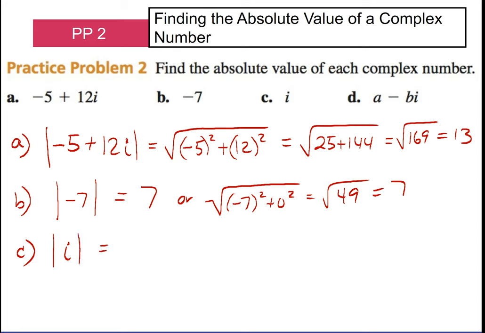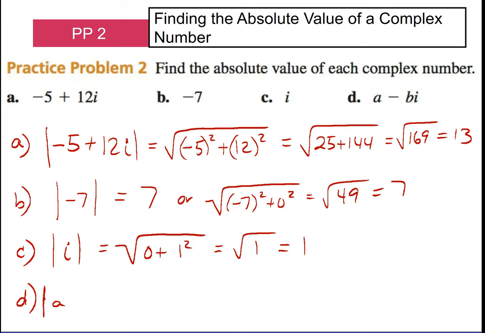All right, absolute value of just i by itself. Technically, the real part, or a, is 0. The imaginary part, b, is 1. There's like a little 1 right here. So it'd be 0 squared plus 1 squared, which gives us the square root of 1, which is just 1. So there's your absolute value of i.